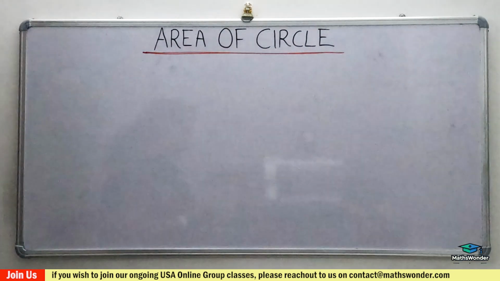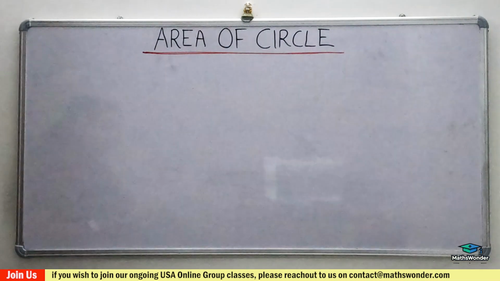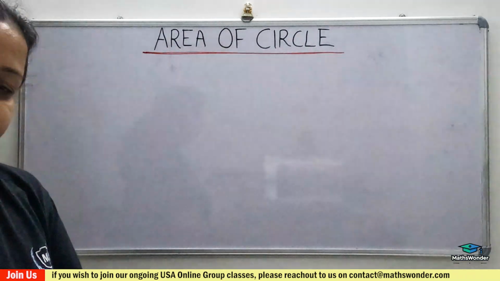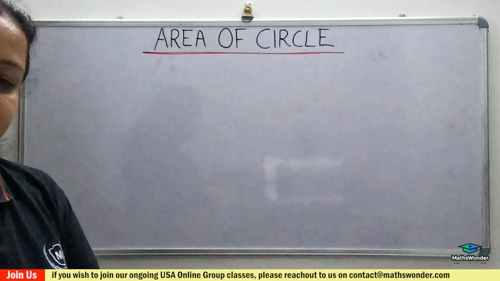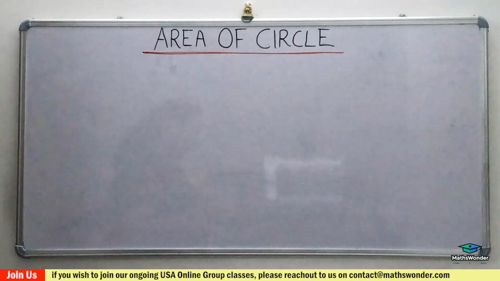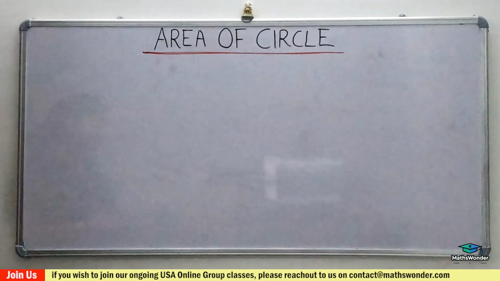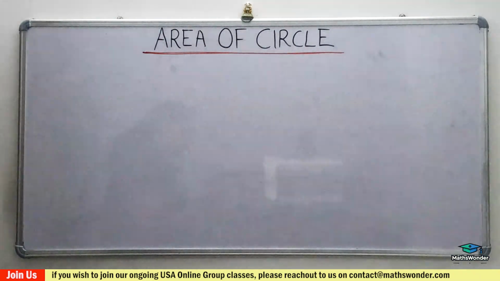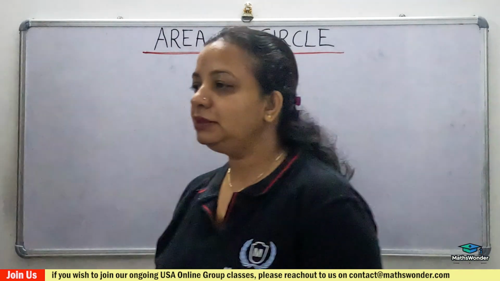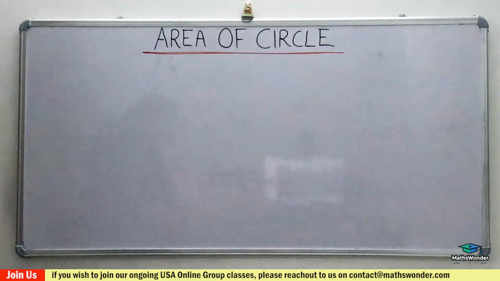To find the cost of polishing, what will you need? Area or circumference? Tell me. You need the area. Yes, of course, area, correct. So in such cases, you need to find the area of the circular shape. This is one example.